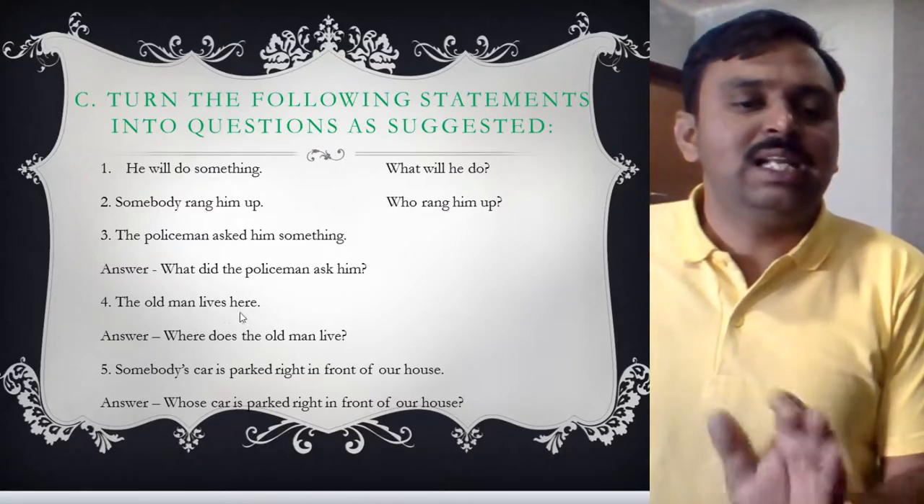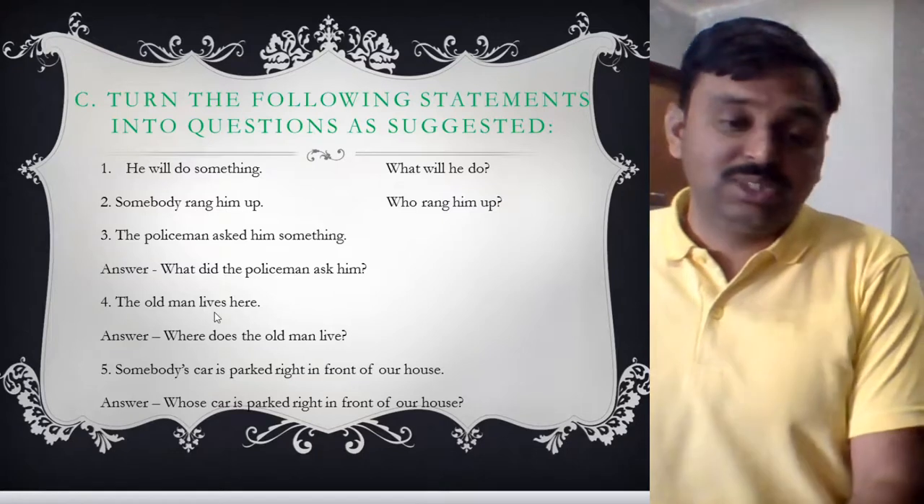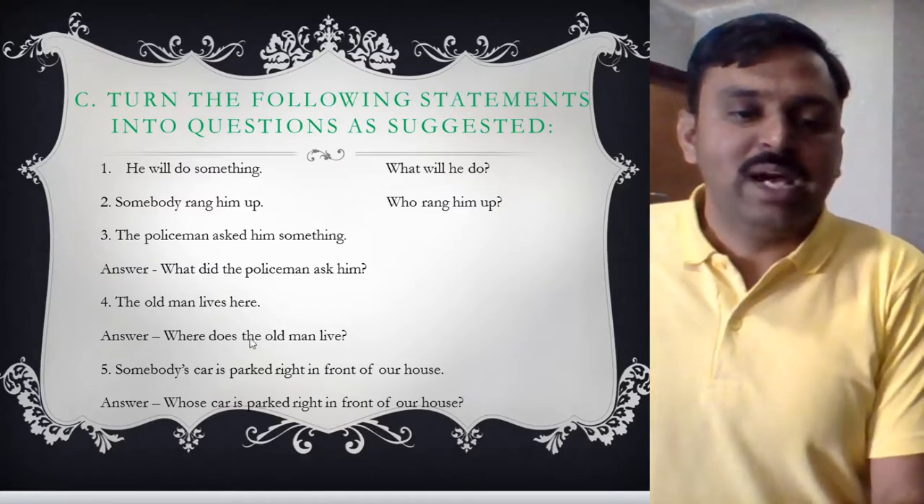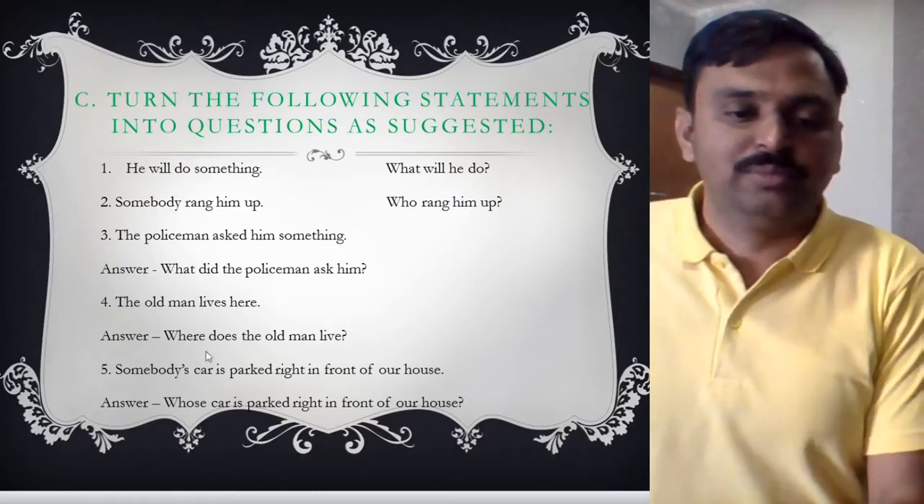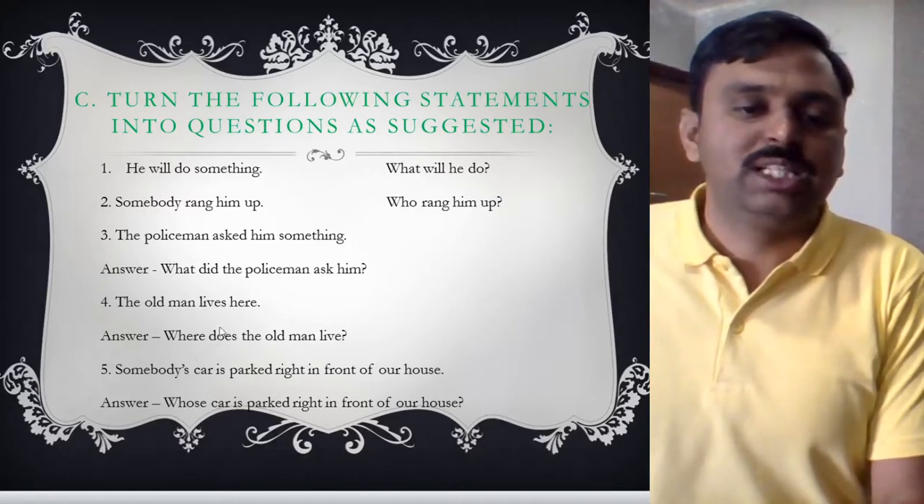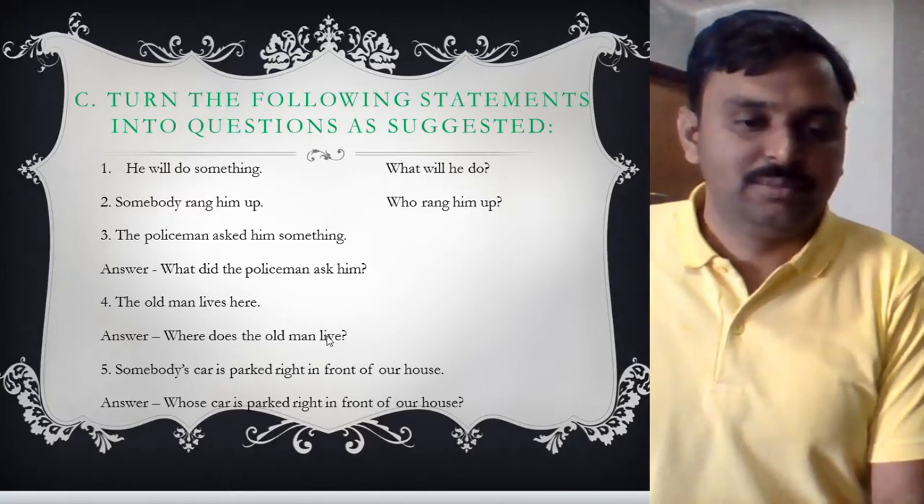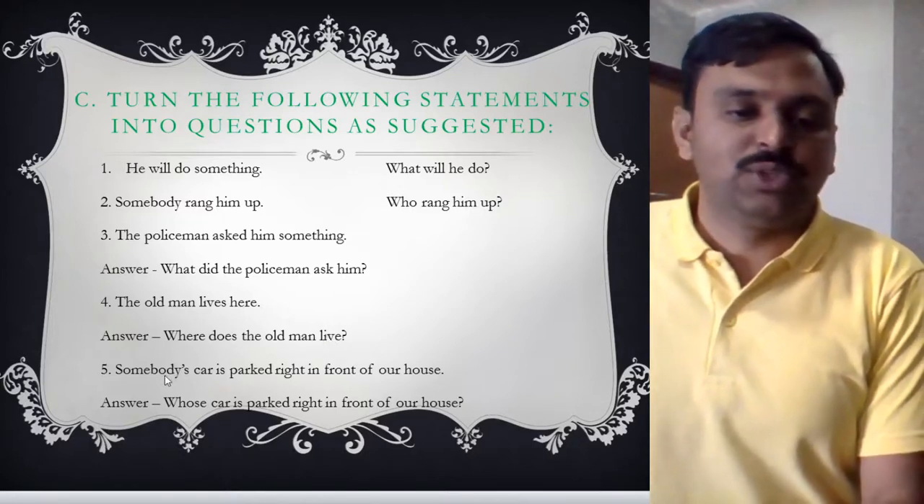The old man lives here. Again an example of simple present tense, lives has come there. So where does the old man live? Where does the old man live? So does will be used here, and then live will be used here. Alright, let's go for the last question.